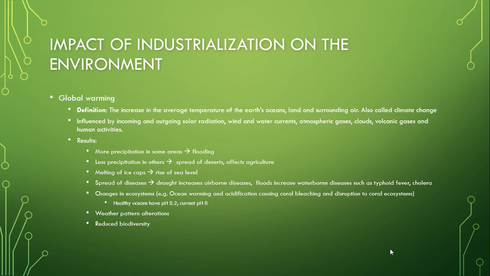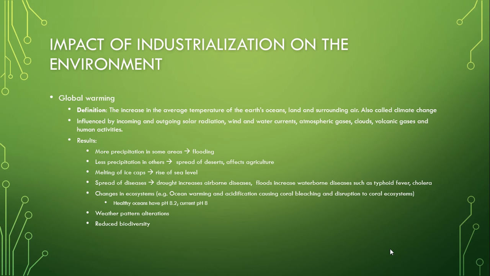Additionally, global warming can cause changes in our ecosystems. For example, ocean warming and acidification of our oceans can cause coral bleaching and disruptions to our coral ecosystems. For example, we know that ocean systems, to be healthy, require a pH of 8.2, and right now global figures show that our oceans are actually at pH 8. So we find an acidification trend occurring there.